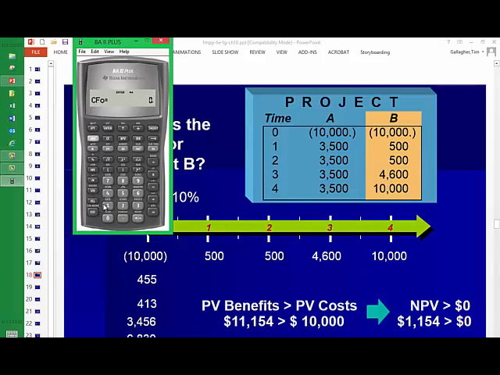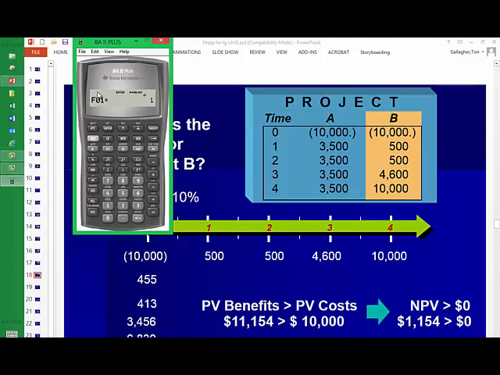So I'm going to enter the 10,000, hit the plus minus key to make it negative, press enter, then down arrow, and next comes 500 positive. So 500, enter, down arrow.